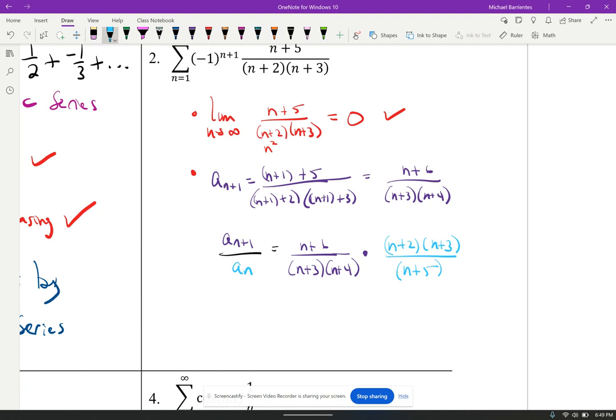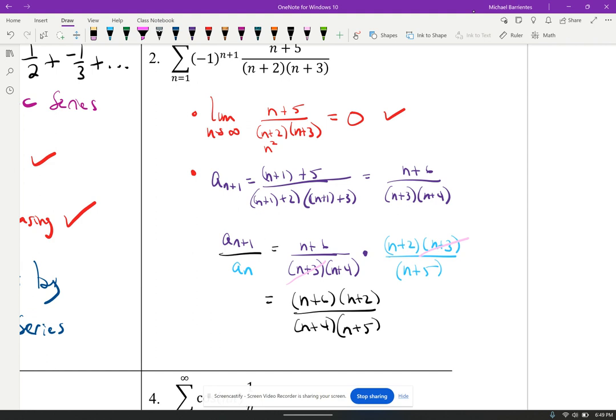Okie dokie. Now, how do I show that this is actually... Is there anything that I can... Oh, look, I can cancel. I can reduce the n plus 3s. Oh, that's nice. So now what am I left with? Well, I'm left with n plus 6 times n plus 2 over n plus 4 times n plus 5. Is that less than or equal to 1? Because that would show that it is decreasing.